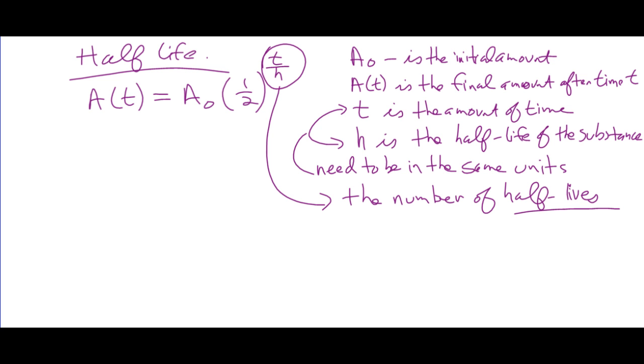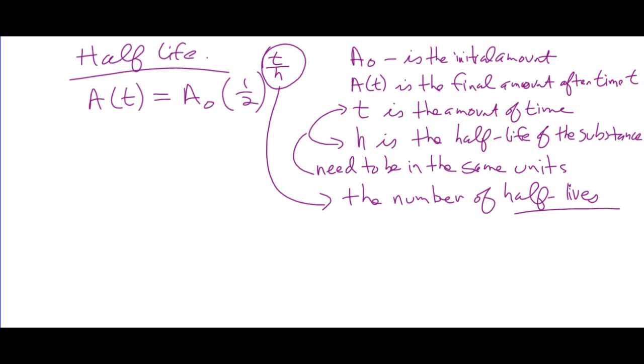Okay, so T is the amount of time. Imagine we've got a substance with a half-life of 1 day, and we're doing this for 1 week. 1 week is 7 days, so 7 divided by 1 will give you 7 half-lives, right? Every day for a week, it's going to go through a half-life.